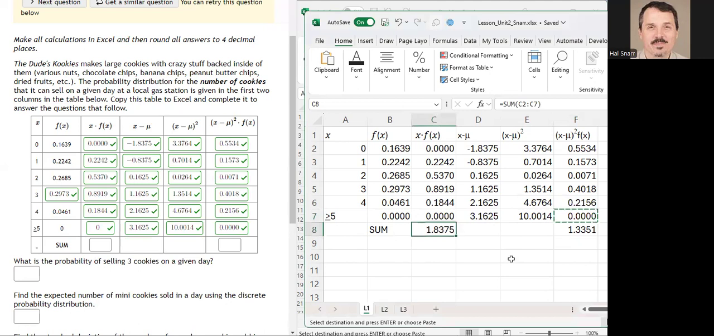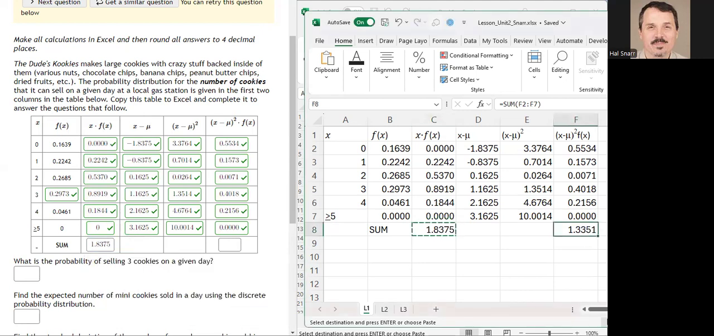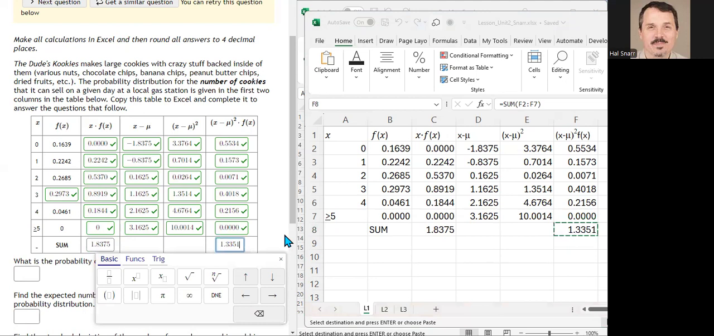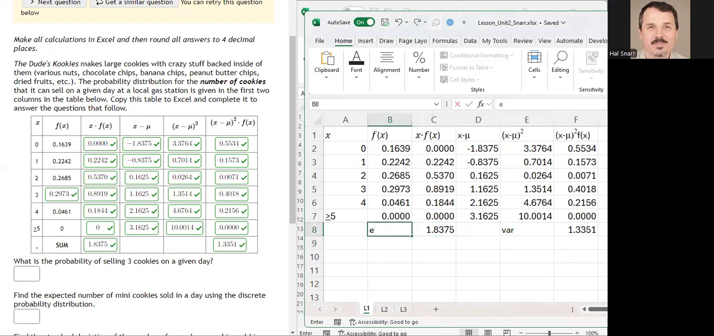Okay, so the expected value is the sum of these values, and the variance is the sum of the final column. So this is the variance, and this is the expected value. We'll call it E of X, and we'll call this the variance of X. Okay, the standard deviation of X is the square root, right?